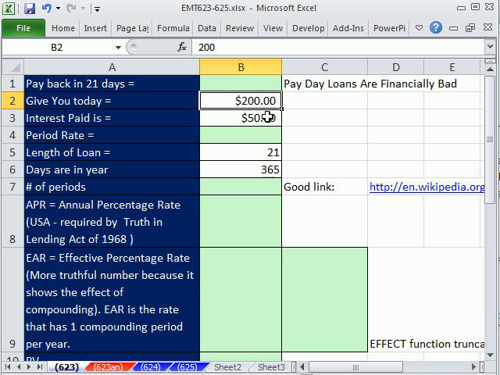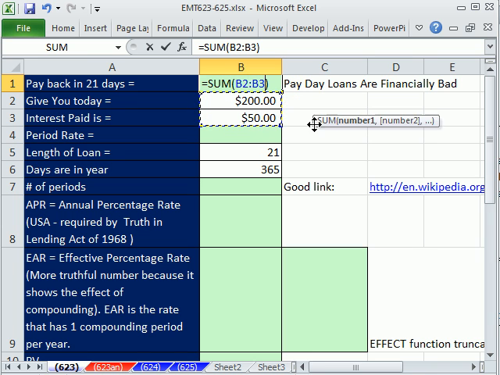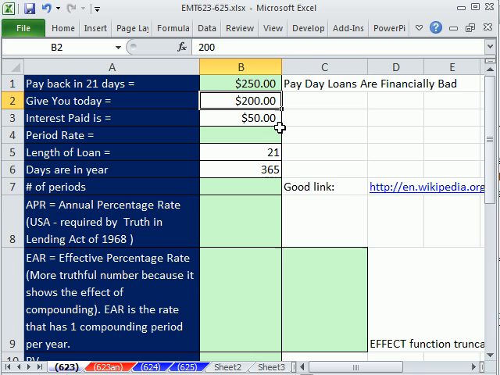All right, here's the situation. We're going to get $200, and the interest we're going to have to pay is $50. So in 21 days, we have to pay back $250. And this is not an uncommon contract. I'm going to press Alt equals, the keyboard shortcut for AutoSum, then use my mouse to click on those cells and then Enter. So that's the amount we have to pay back.